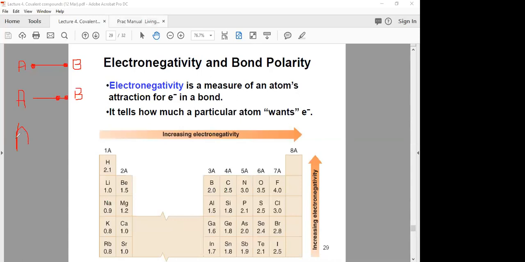Now, what if I drew... Sorry, we have a question? But does A still keep that electron? Yes, it does. Very good question. So even though B is exerting a greater pull on the 2 electrons in the covalent bond, it does not mean that B actually takes this electron from A. That's a very, very important point, and I'll come back to that in just a minute.